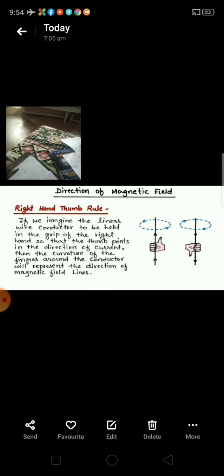And also there is the right hand thumb rule. We can hold a pen or any conductor. If the current is moving upward, the thumb indicates the direction of current flow, and the remaining fingers indicate the direction of the magnetic field, which is anti-clockwise. If I hold it downward, the thumb indicates the direction of current and the fingers indicate the direction of the magnetic field, which is clockwise. These are the basic things I hope you all already studied.